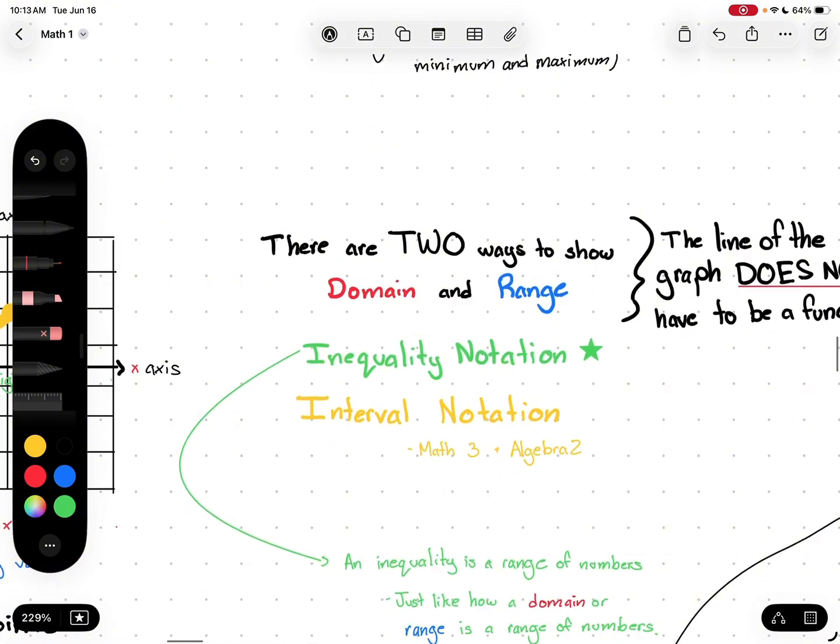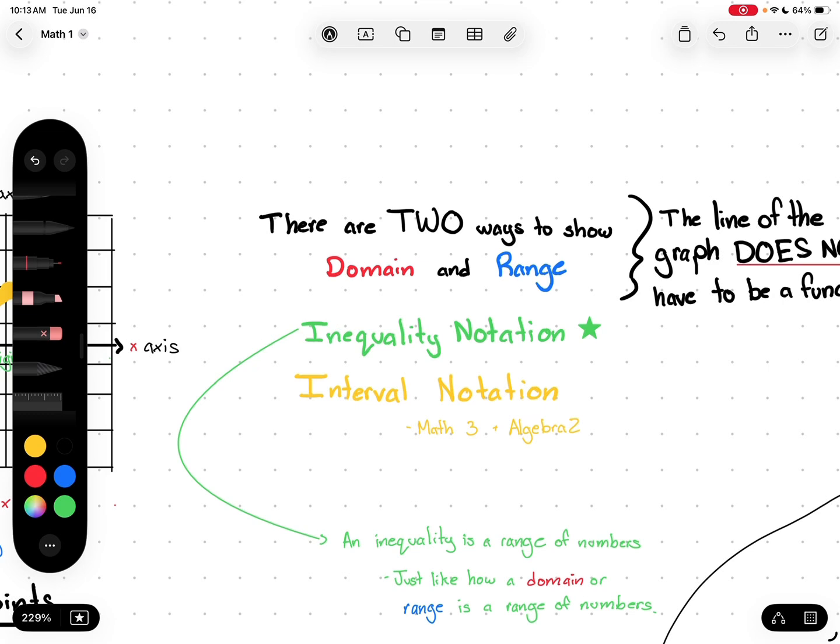There are normally two ways to show domain and range: inequality notation and interval notation. You talk about interval notation in Math 3 or Algebra 2, whichever one your area offers. So right now I'm going to talk about inequality notation.